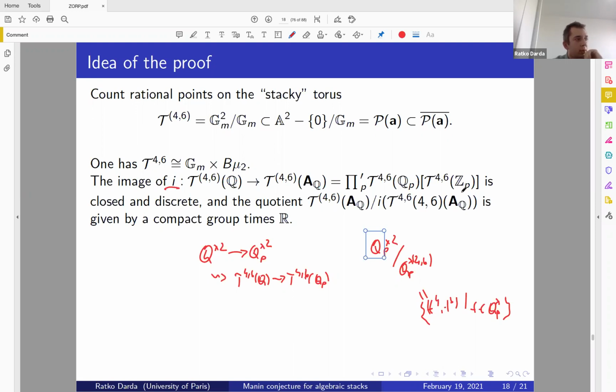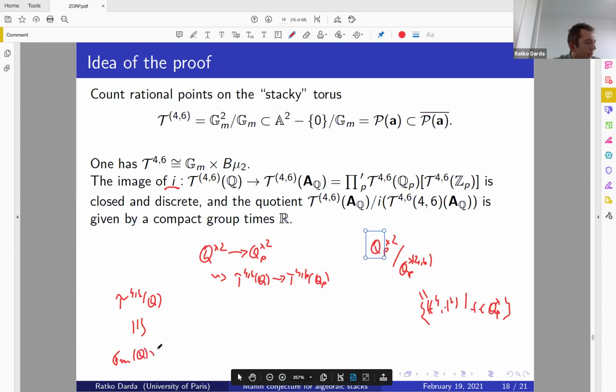Now we are going to establish that the image of this map is closed and discrete, and that the quotient T46 of AQ divided by the image is given by a compact group times R. To do so, this is going to be isomorphic to Gm of Q times Bμ2 of Q. And I'm going to map this to T46 of AQ. This is in fact commutative, and here I'm going to get Gm of AQ times Bμ2 of AQ.